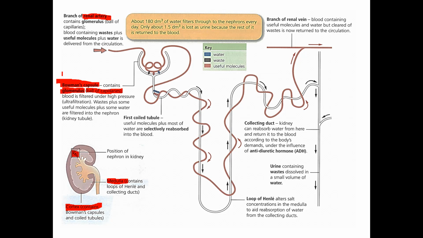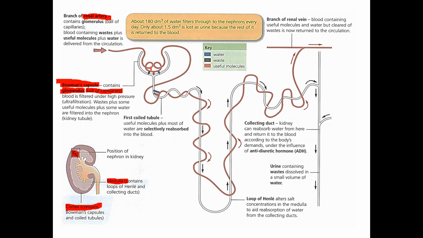Now, what are these substances? If you look at these three arrows, the red, blue, and black, what does each one represent? The blue one represents water, the black one represents waste, and the red one represents the useful molecules. The blood, of course, consists of some useful molecules, water, and also waste. Because the blood here is under high pressure, these substances will be filtered. They go out of the blood capillary, or out of the glomerulus.